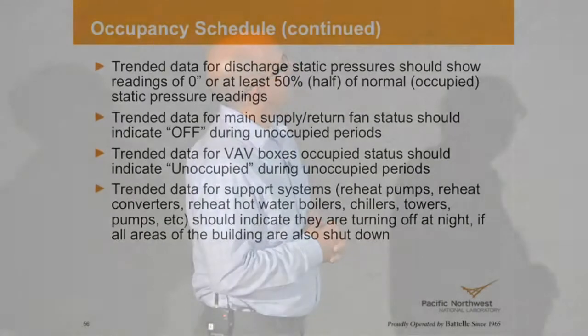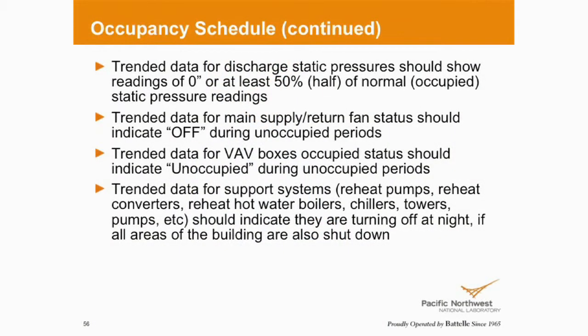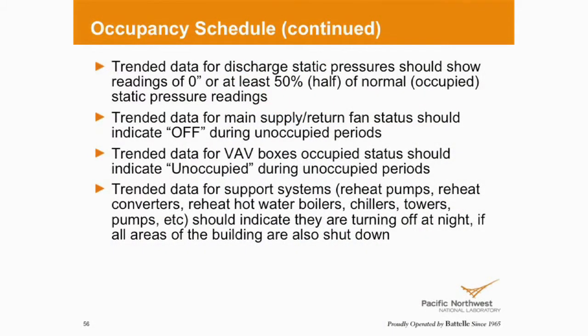Maybe, maybe not. If we're looking at static pressures and the trends, we want to see readings of 0 or close to 0 inches static pressure, which indicates the fan is shut off. If not, at least 50% or half of normal if it's running 24/7. Otherwise, if it's a constant 1.2, 1.5, 1 inch, whatever, it generally means I'm running the fan as if it was fully loaded for a fully occupied building, nights and weekends. Statuses should indicate off for my fans. VAV boxes, if I have those types of data points, should indicate unoccupied during the unoccupied periods.